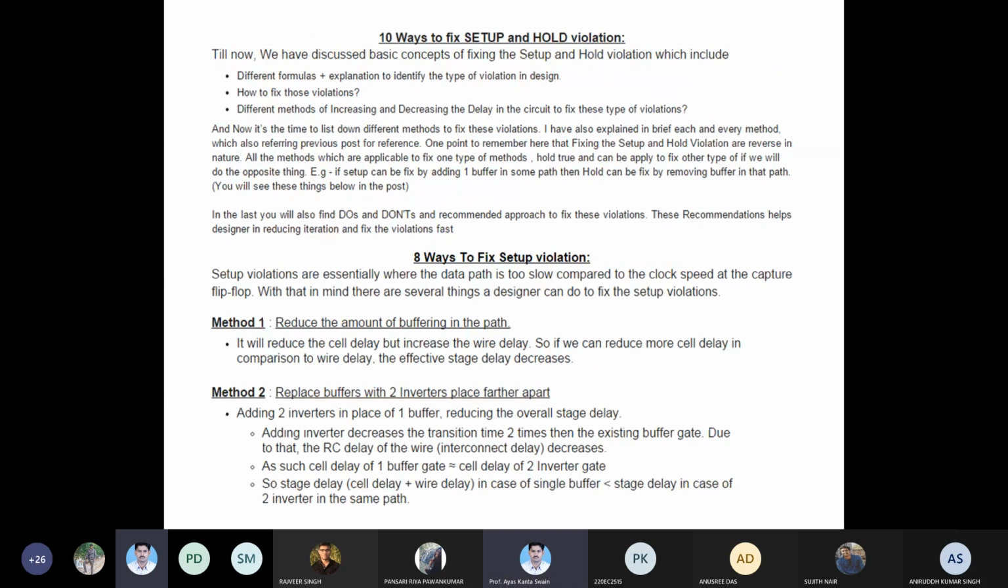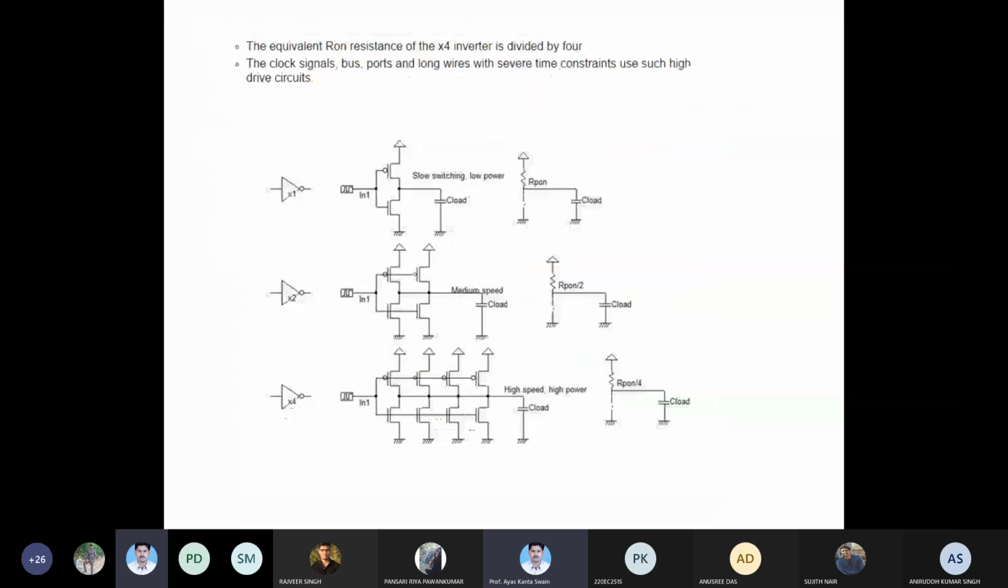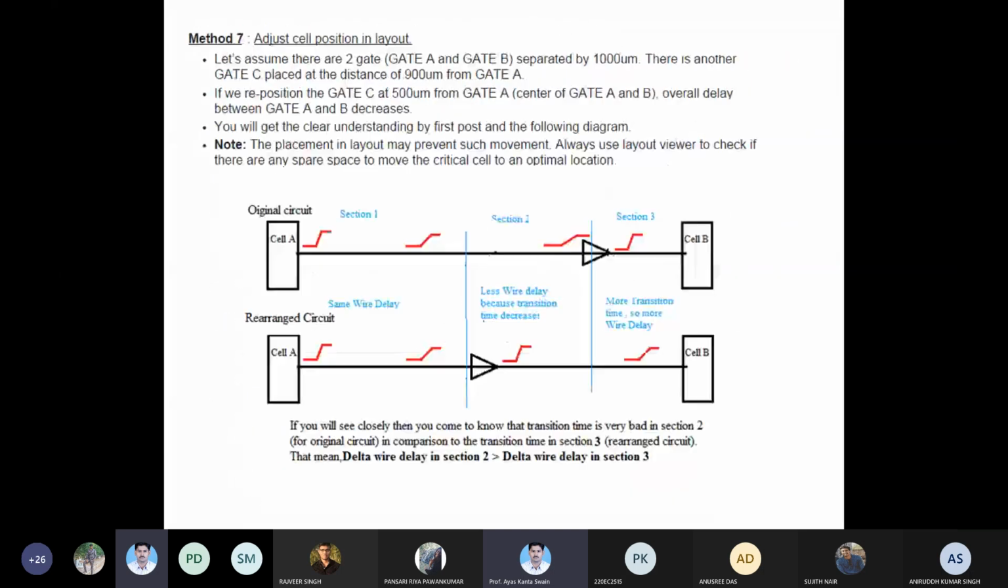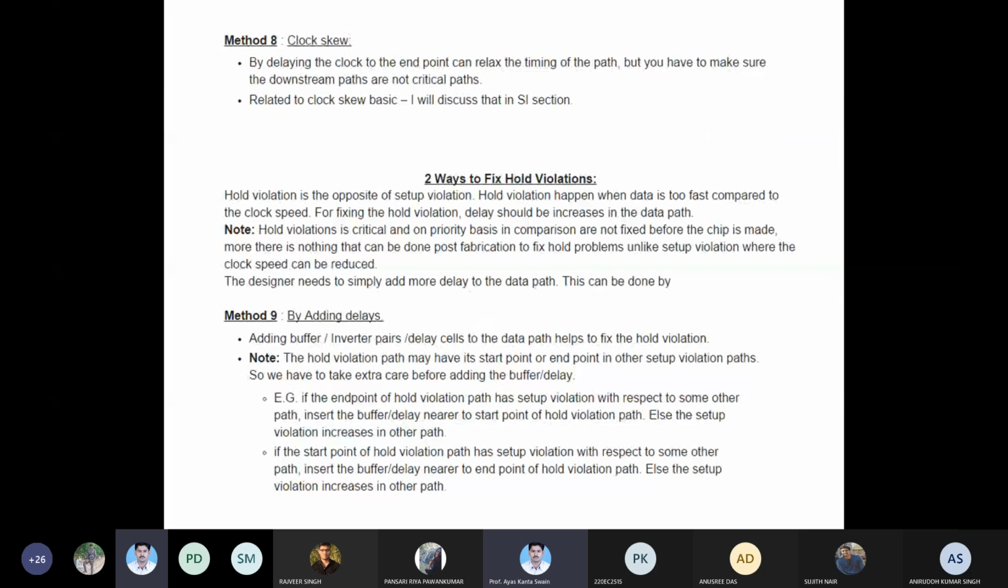And there are 8 ways given here to fix setup time, and 2 ways you have already discovered till now, by increasing or reducing the combinational logic or adding delays in the clock path, etc. But even though they have given 8 ways to fix setup violation and 2 ways to fix hold violation, I will not add any extra class to this semester.